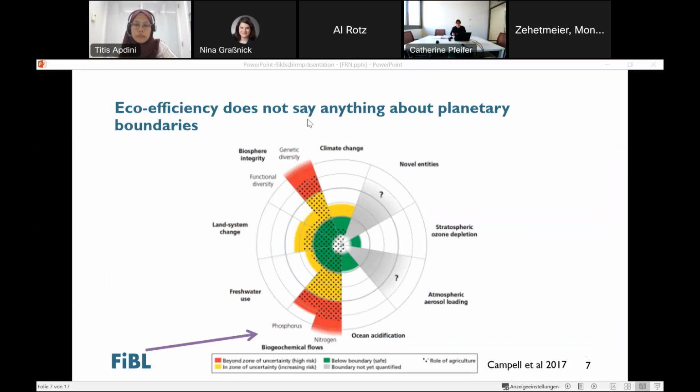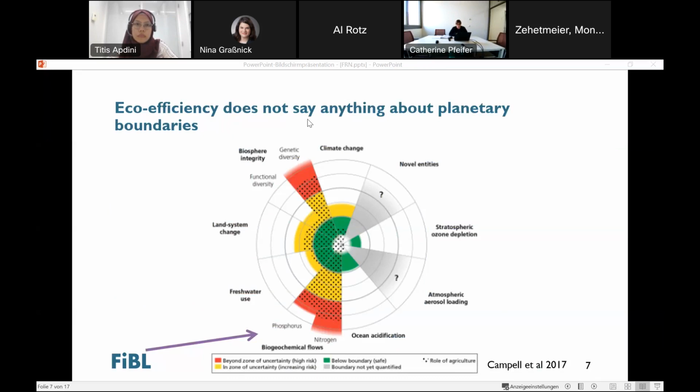Well, what it overlooks is that you can produce a lot of milk very efficiently with very little greenhouse gases, and yet you might not be within the carrying capacity of the planet. And that's something this eco-efficiency is not considering, and that's something we think we should not lose sight of. Efficiency is important, but you should also remain within planetary boundaries.